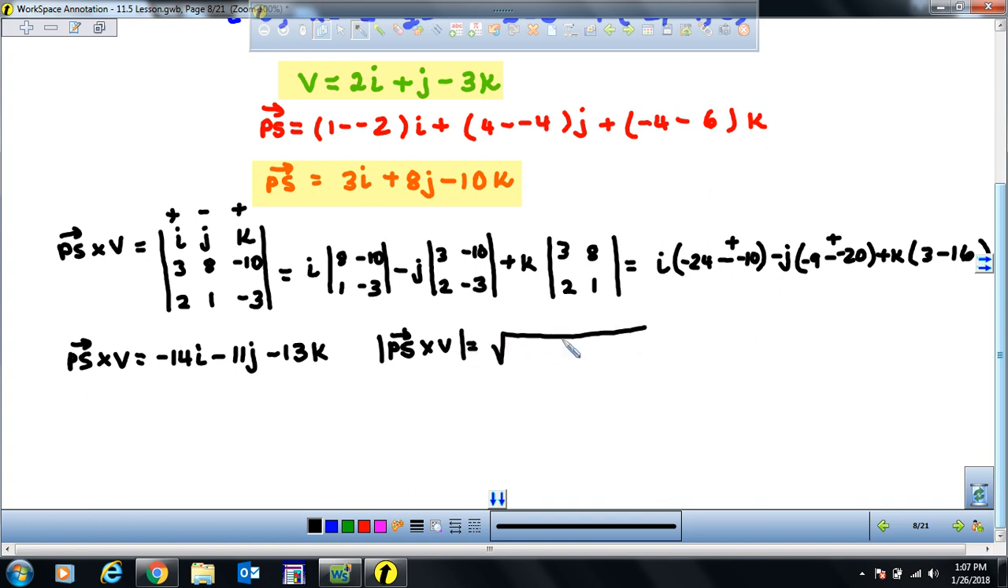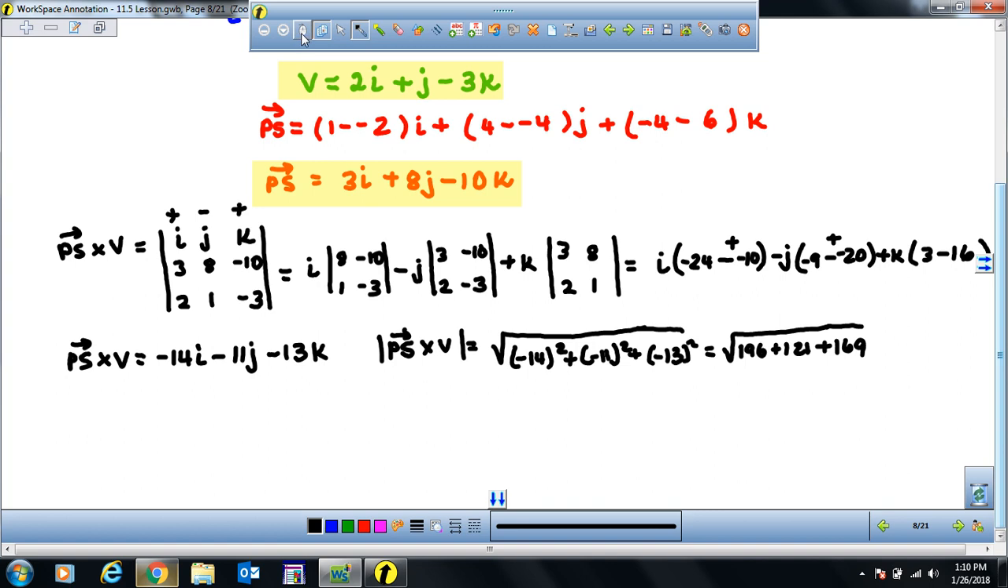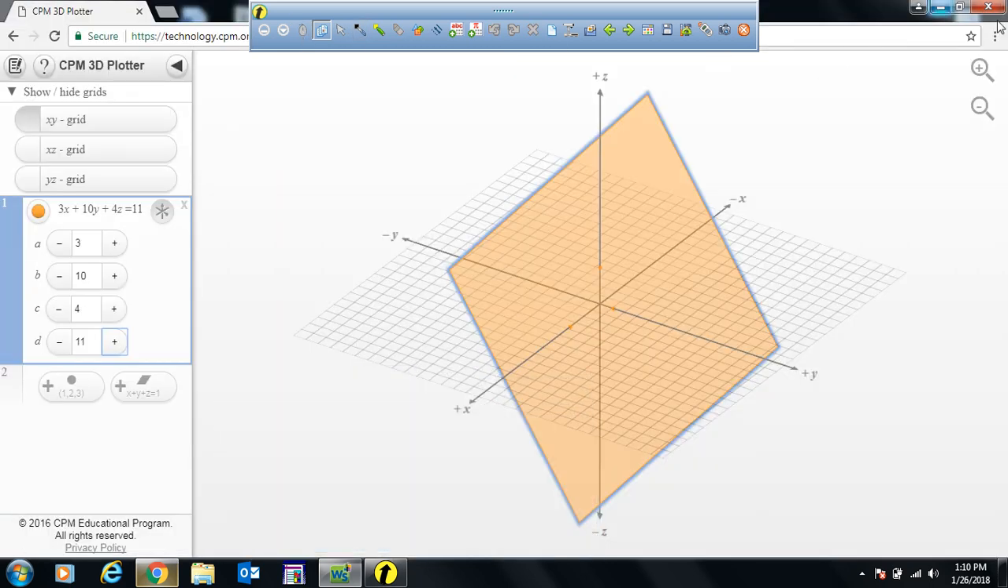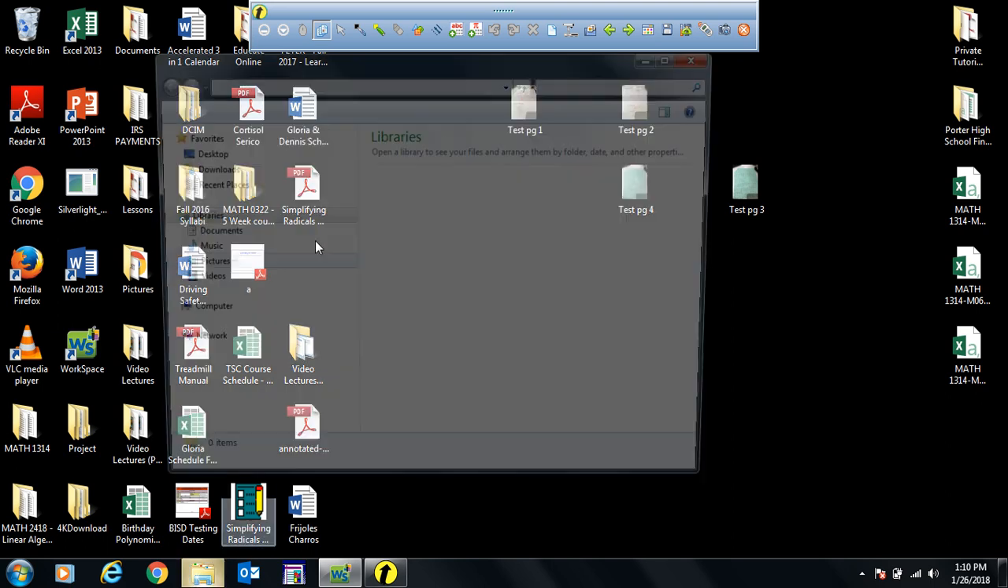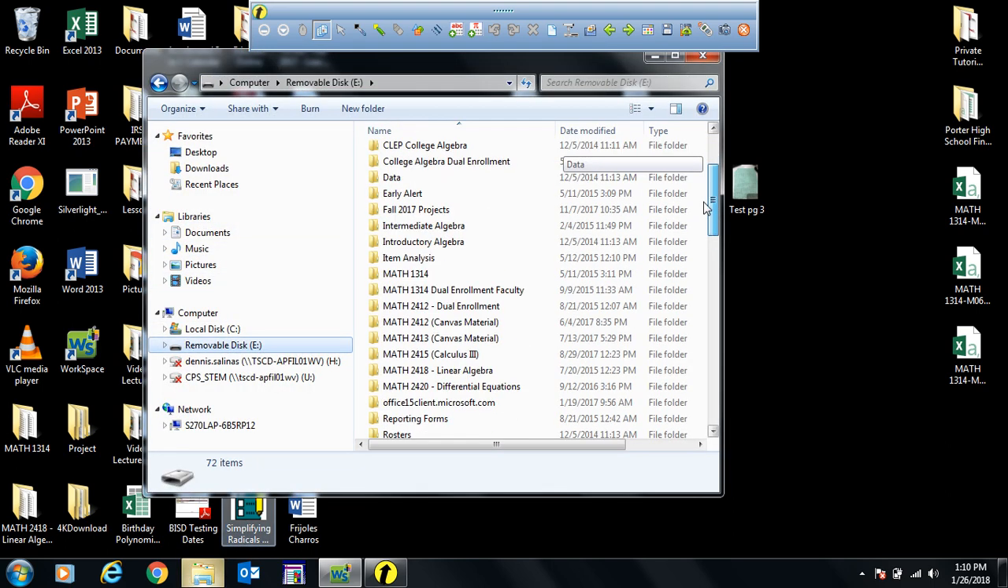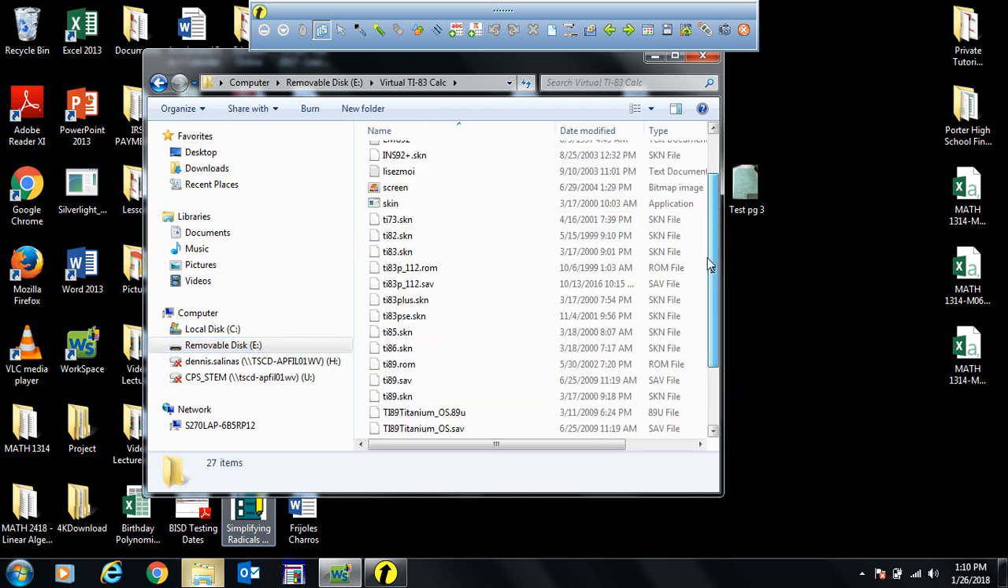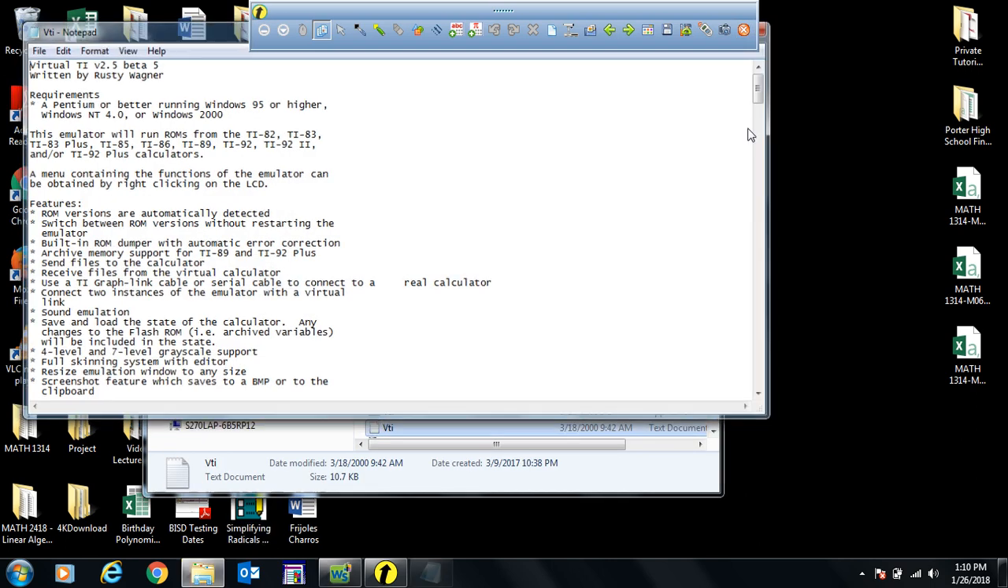So that would be the square root of negative 14 squared plus negative 11 squared plus negative 13 squared. That would give us 196 plus 121 plus 169. So let me open up a calculator really quick. Give me 1 sec.